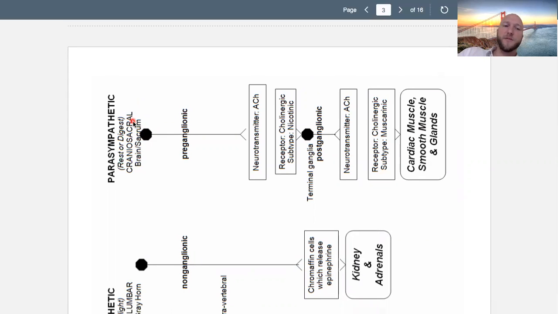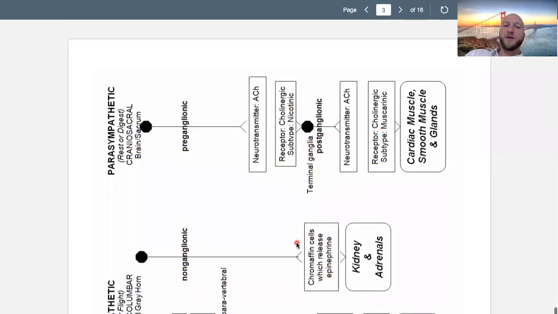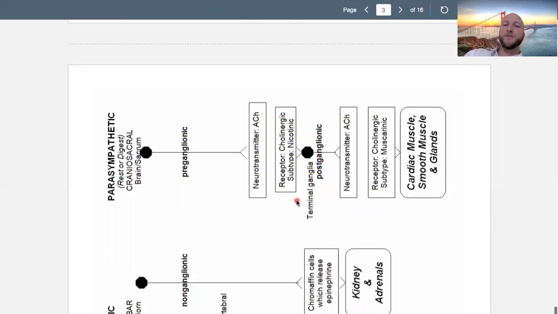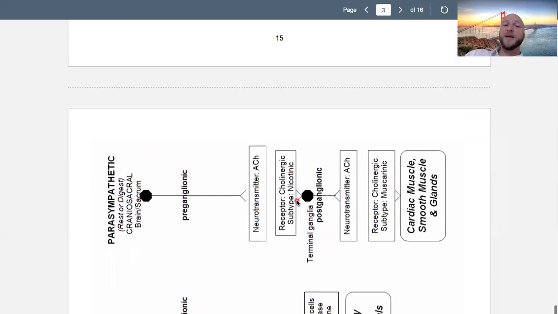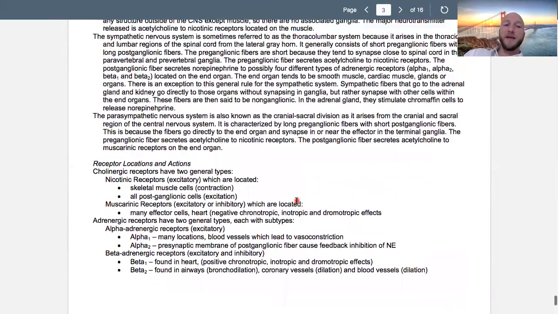With the parasympathetic system, we're craniosacral for our central nervous system cell bodies, with a long preganglionic fiber, neurotransmitter acetylcholine, receptor cholinergic, subtype nicotinic. This then goes to our ganglion, and our ganglion has a short postganglionic fiber going to cardiac muscle, smooth muscle, and glands. The transmitter is acetylcholine, receptor type cholinergic, subtype muscarinic. So make sure you practice drawing out this diagram. If you're able to do it all from memory, that will help you on the exam.